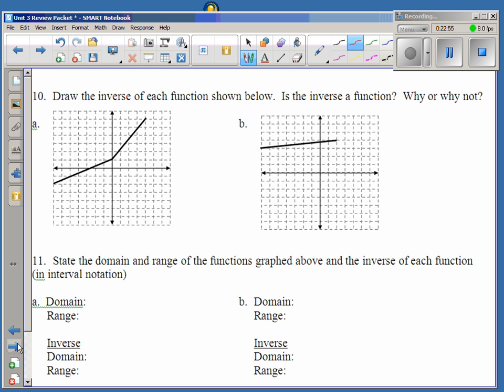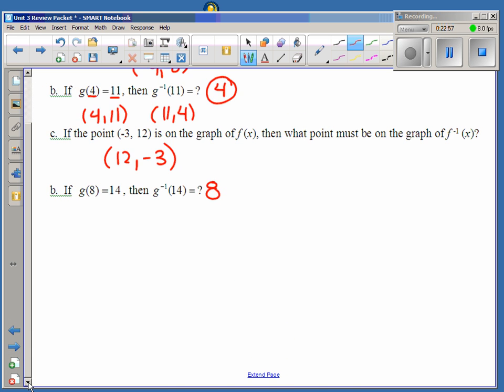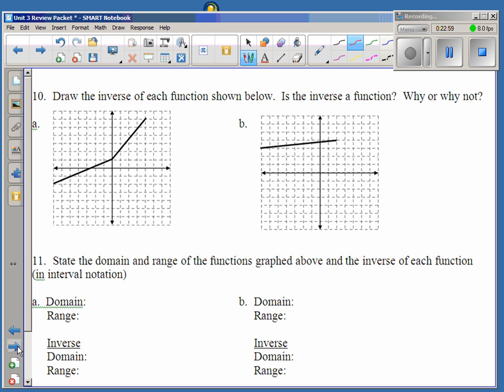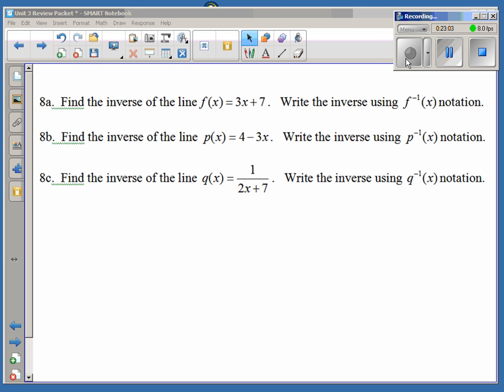Okay, did I skip? Sorry, I skipped number 8 because I realized I didn't have it in my slide, and I'm actually going to skip 8C altogether. The answer on my key is not correct. I didn't finish the problem, so I'm just going to do 8A and 8B.